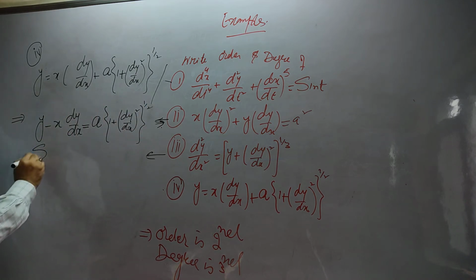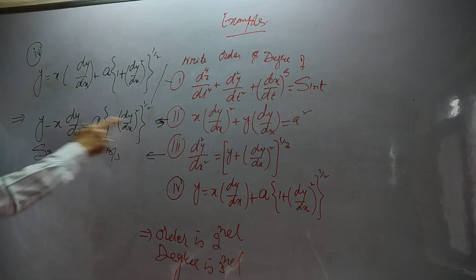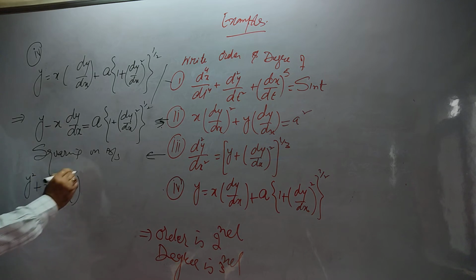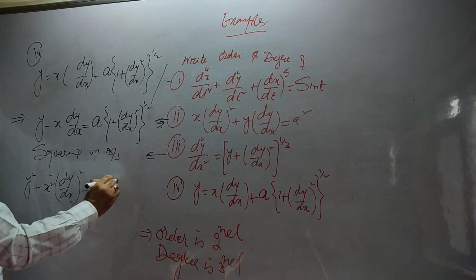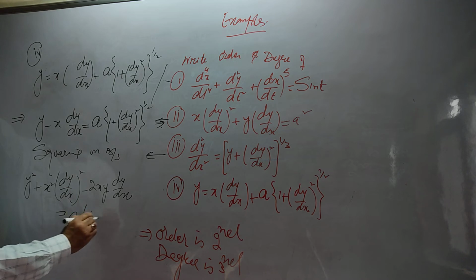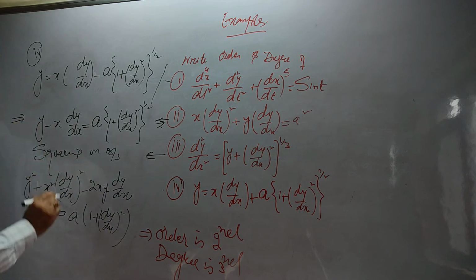Let us square on both sides. If you square it on both sides, what will it be? It will be y square plus x square (dy by dx) square minus 2xy dy by dx is equal to a square times (1 plus (dy by dx) square). It is a square here. You have written this without any fraction. It is free of fractions.